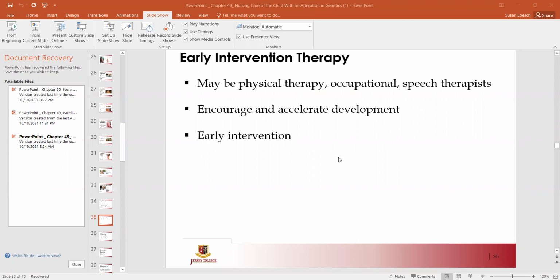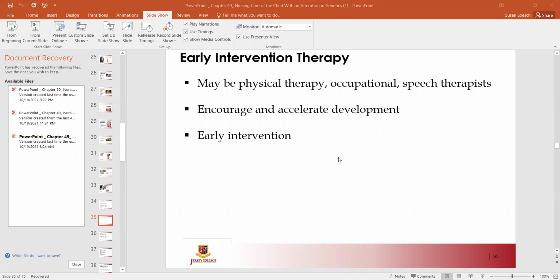Children are going to need early intervention, these kids. Okay. So this is specialized programs, resources available, and it can include PT, occupational, speech therapy, focusing on stimulation and encouragement to help those children accelerate development and to prevent some of those developmental delays. Also, they can progress through the same developmental stages as any other child. They just do it on a different timetable.